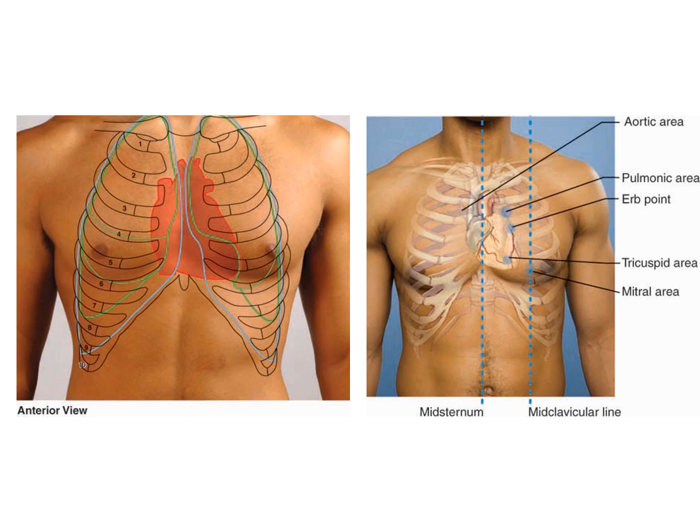Then we have Erb's point, which is located at the third left intercostal space at the left sternal border. This area provides a general overview of heart sounds, and it's often where S2 is heard most clearly. We have the tricuspid area, which is located at the 4th or 5th left intercostal space along the left sternal border. And sounds from the tricuspid valve are best auscultated here. And then finally, the mitral area, or the apical area, which is located at the 5th intercostal space at the left midclavicular line. This is where the apical pulse is assessed and where S1 is usually heard the loudest.